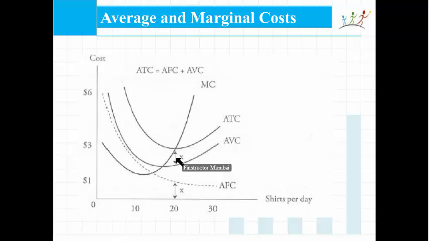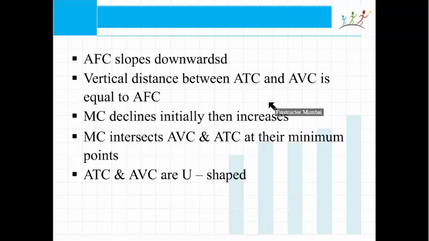The distance between the average total cost and the average variable cost is the average fixed cost, and the average fixed cost is always a downward sloping curve. These are the properties that we just discussed.